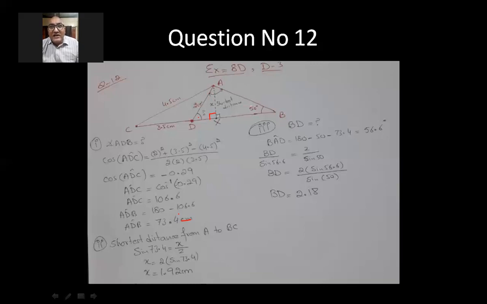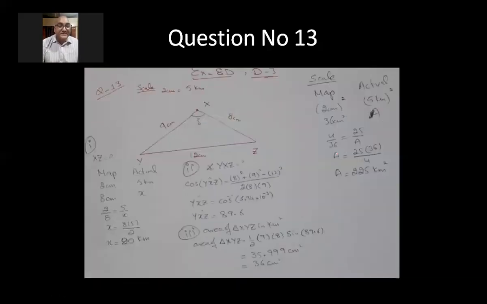Now in this triangle, the side opposite to 50 degrees is 2, the side opposite to 56.6 is the question, BD. So I can use the law of sine. This side BD divided by the sine of this angle, that's 56.6, equals 2 divided by sine of 50. So BD will be equal to 2 multiply sine 56.6 divided by sine 50, equals. So the BD will be 2.18. Hopefully you have understood this question. Let's move to the next question.